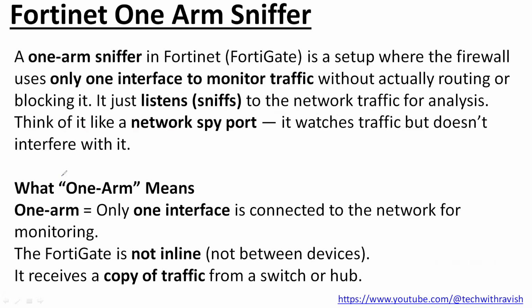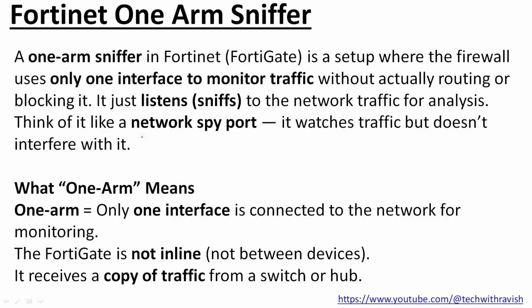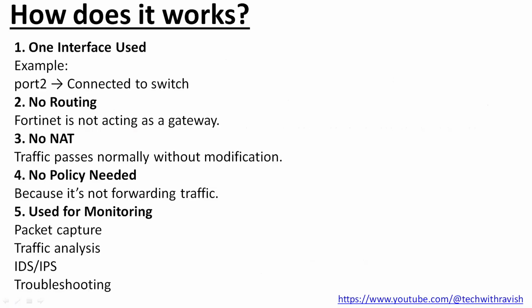Now, what is the meaning of one arm? One arm means one interface that is connected to the network, used for monitoring. The FortiGate is not in line, which means it will not be used in between the devices, and it will receive a copy of the traffic from the switch or hub. So we can use either a switch or a hub, but in our topology we have used the switch only to monitor the traffic.